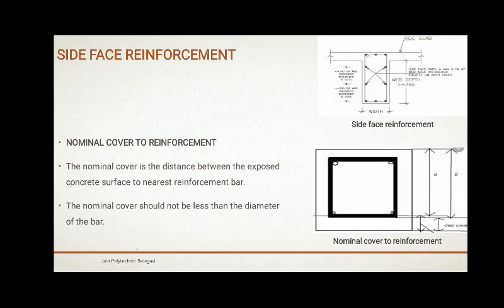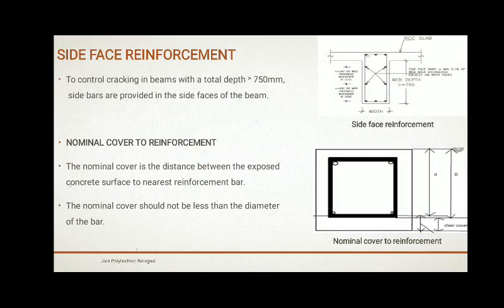Next is side face reinforcement. To control cracking in beams with total depth greater than 750 mm, side face reinforcements are provided. If the depth of the beam crosses 750 mm, sometimes cracks are formed. So to control that, the side face reinforcement are provided. Usually we provide reinforcement at the edges of the stirrup, but in this case we provide reinforcement in between at the sides.